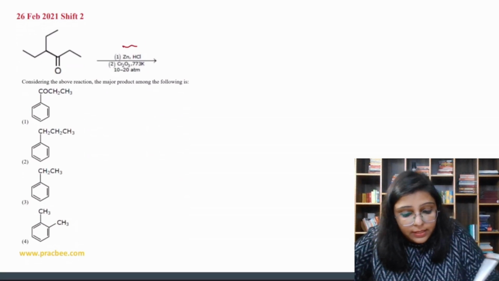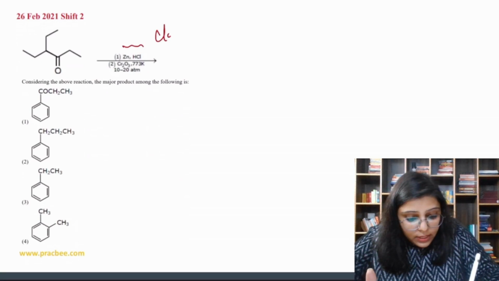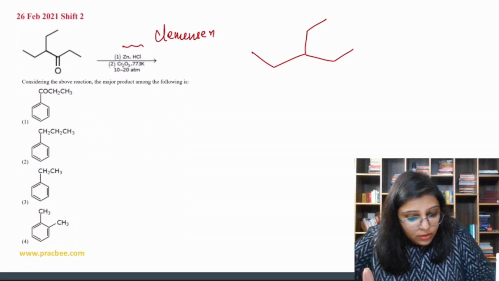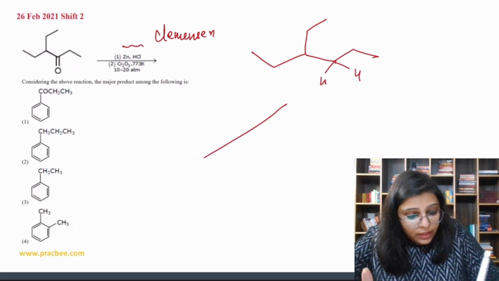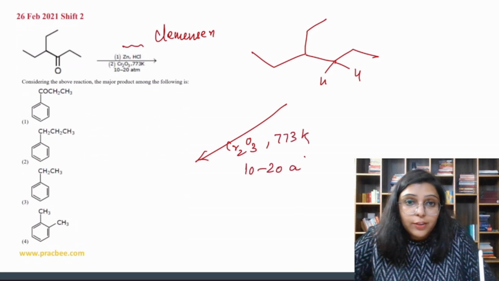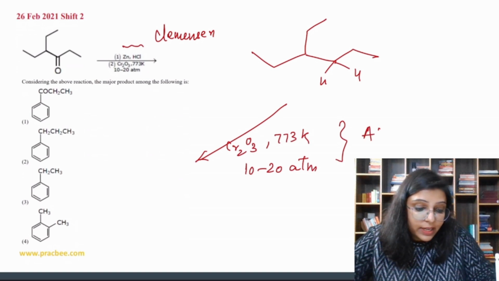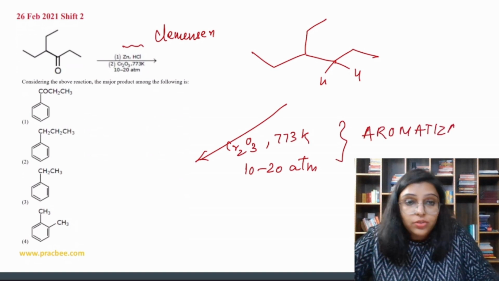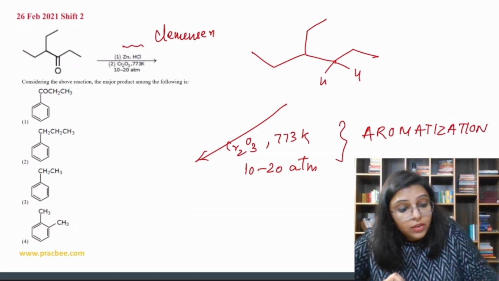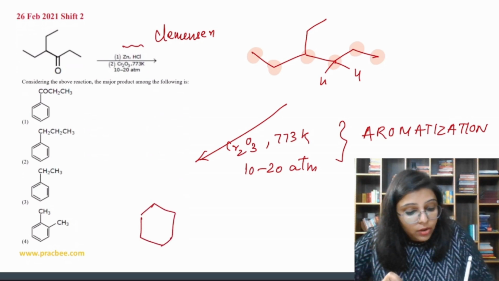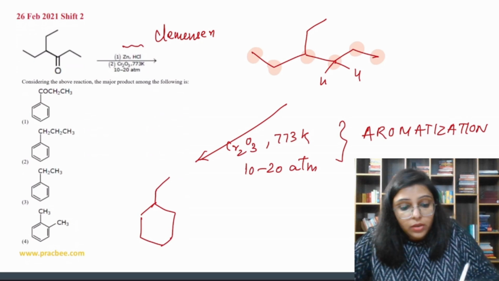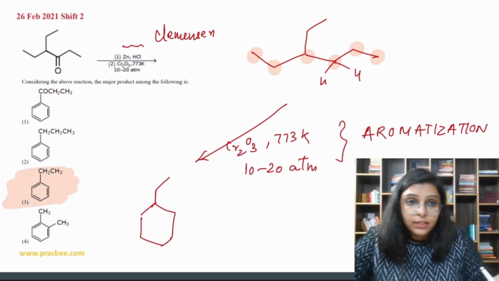Okay, now next one. We have this Zn-HCl and double bond. So first one is the Clemmensen. So from Clemmensen we get H and H, and then we have Cr2O3 and 773 Kelvin and 10 to 20 atm. So this reagent is aromatization reagent. So it means we are going to form aromatic ring. So 1, 2, 3, 4, 5, 6. So we will form 6-membered ring, and on one carbon we write CH2CH3. So on the basis of that, option 3 is the correct answer.